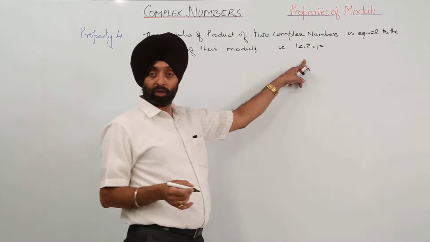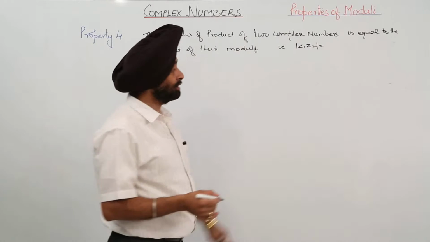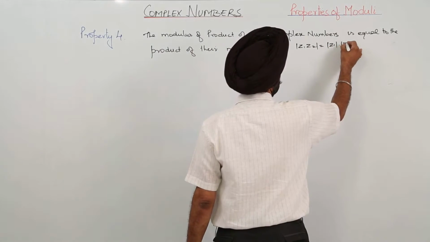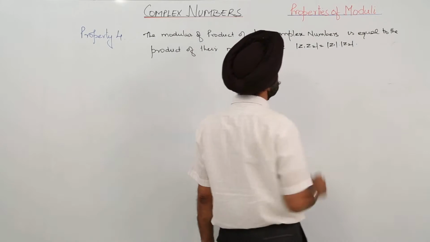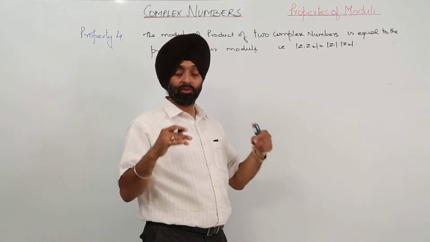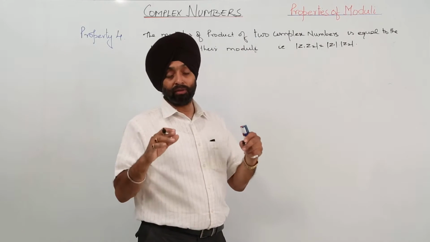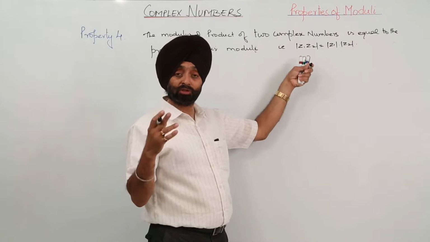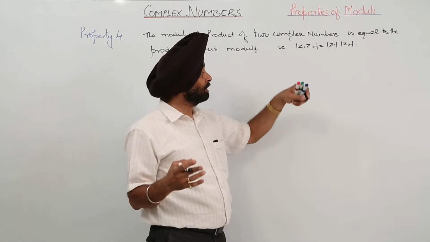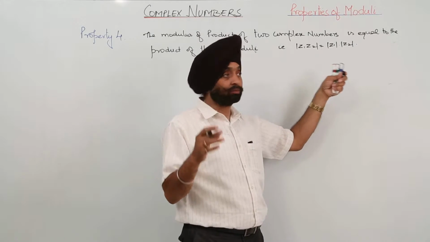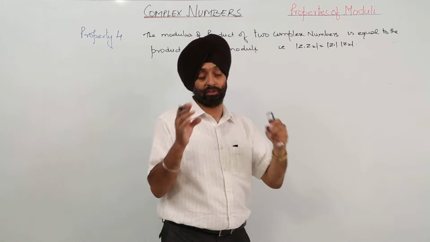The modulus of the product of two complex numbers, that is Z1 and Z2, is equal to |Z1| |Z2|. Basically, if we have two complex numbers and we multiply them and get a new complex number, then the modulus of that new product complex number will be equal to the product of the individual moduli of the two complex numbers. The result will be the same.